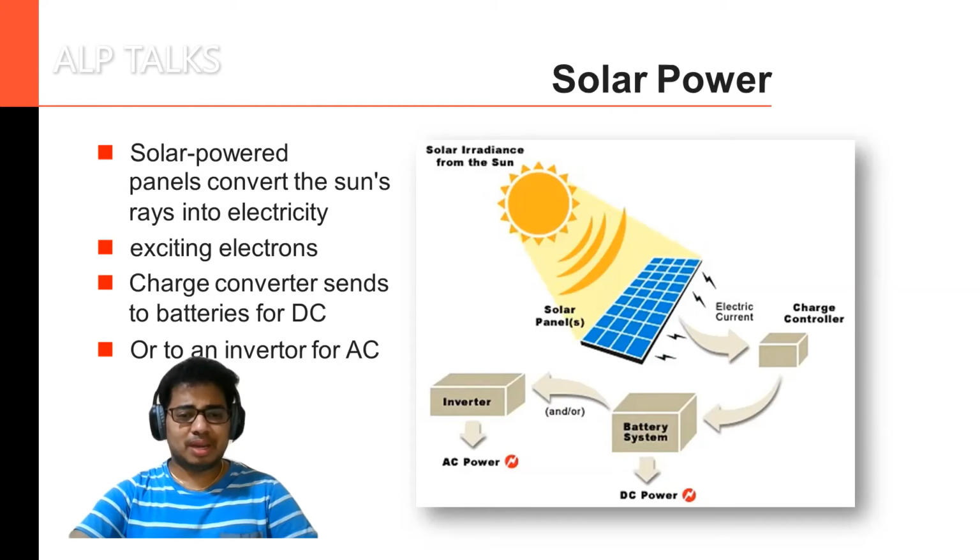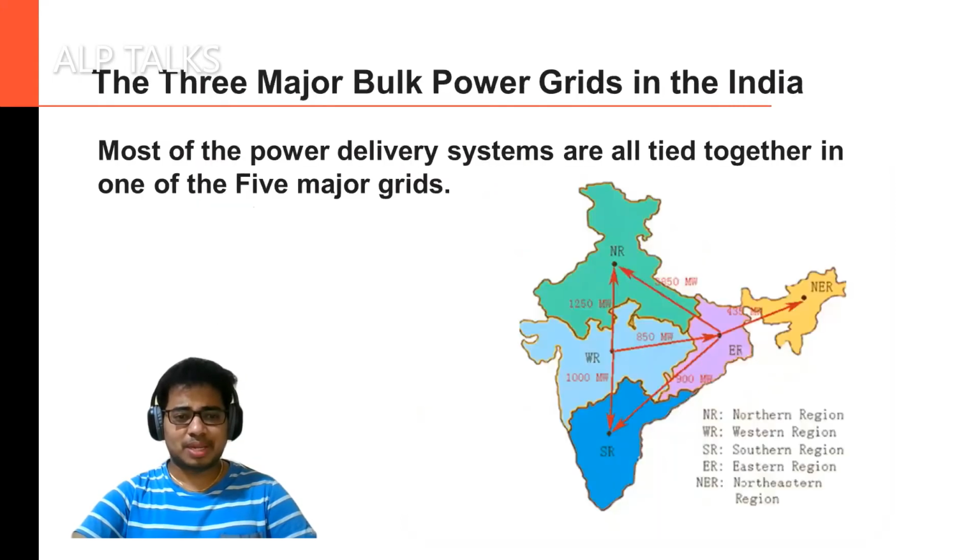So whatever electrons are there will be excited whenever the solar radiation, irradiance from the sun, falls on these cells. The charge converter sends this to the battery. So this is about solar power, guys.